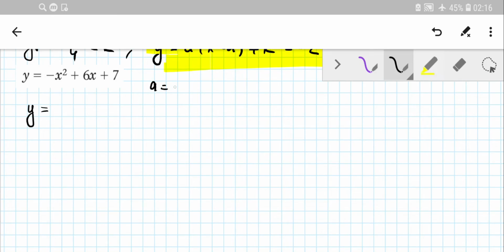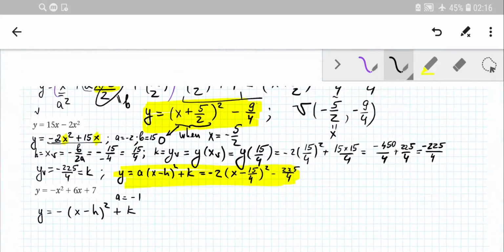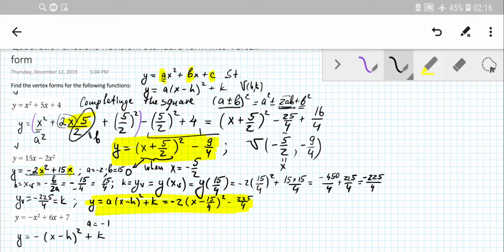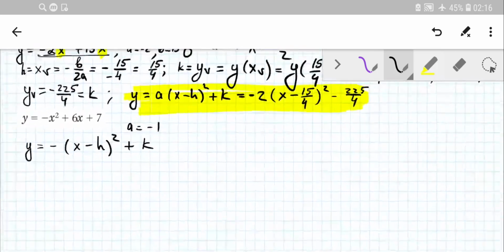My a is negative 1, so I immediately can put minus. In the brackets, I'll put x minus h squared and plus k. That's my vertex form. And here I'll show you how to do it in another way. So I'll get this as the sample for my vertex form expression.